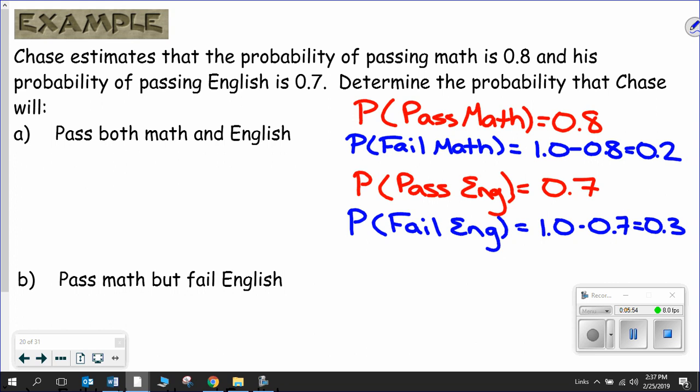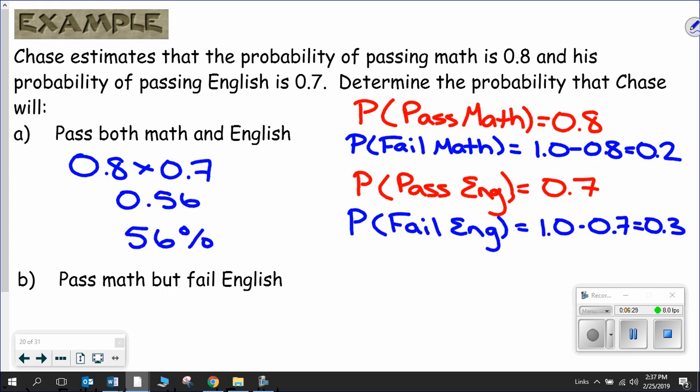So A says, what's the probability he's going to pass math and English? Well, passing math and passing English are independent of each other. Just because you pass one subject doesn't mean you're going to pass the other. So if I want to find them both, all I've got to do is multiply both of those passes. I multiply pass math, which was 0.8, by pass English, which was 0.7. So 0.8 times 0.7 is 0.56. You can change that to a percentage by multiplying by 100, and you would get a 56% chance.